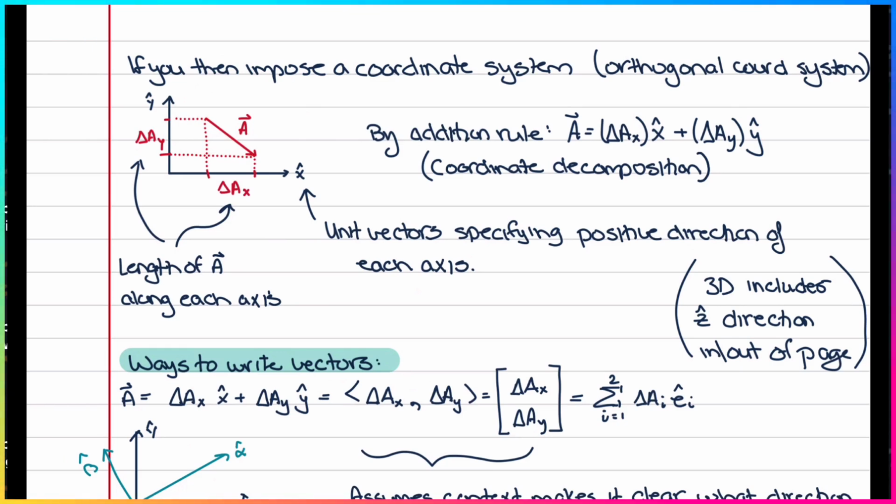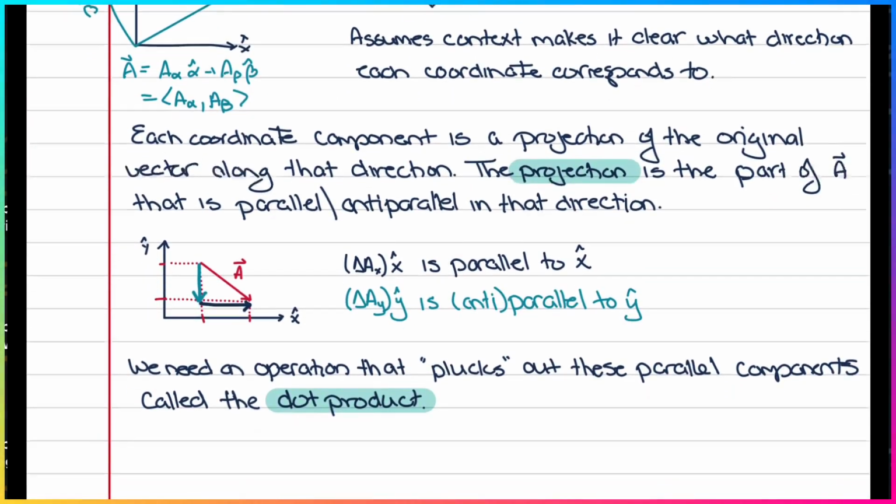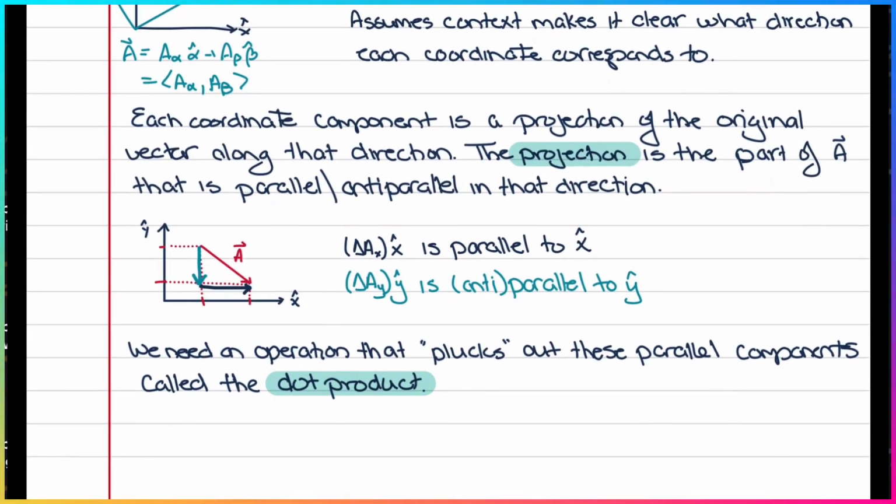So to pluck out and extract these components, what we want to do is project the original vector onto each of the axes in order to get out these two components. So what we need is a way of taking the original vector and doing this projection. And we do have one of those. We have an operation that does that, and it's called the dot product.